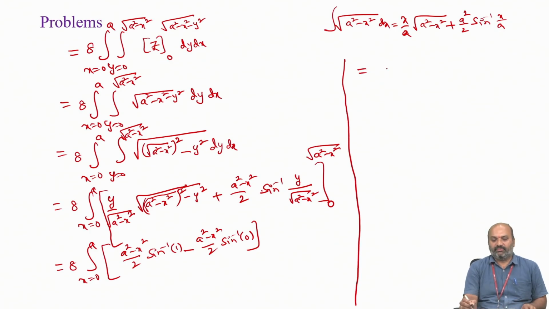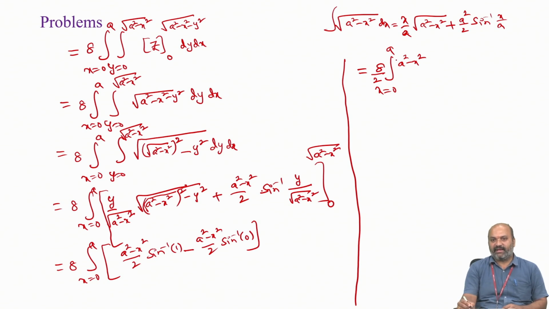Now this is equal to 8 integral x varies from 0 to a. Now let's simplify. It is a square minus x square. Let's write this 2 constant outside and see, sine inverse 0 is, 0 can be written as sine 0. Sine inverse cancels, 0, 0 into something is 0. No contribution of this term. Only this term we have contribution.